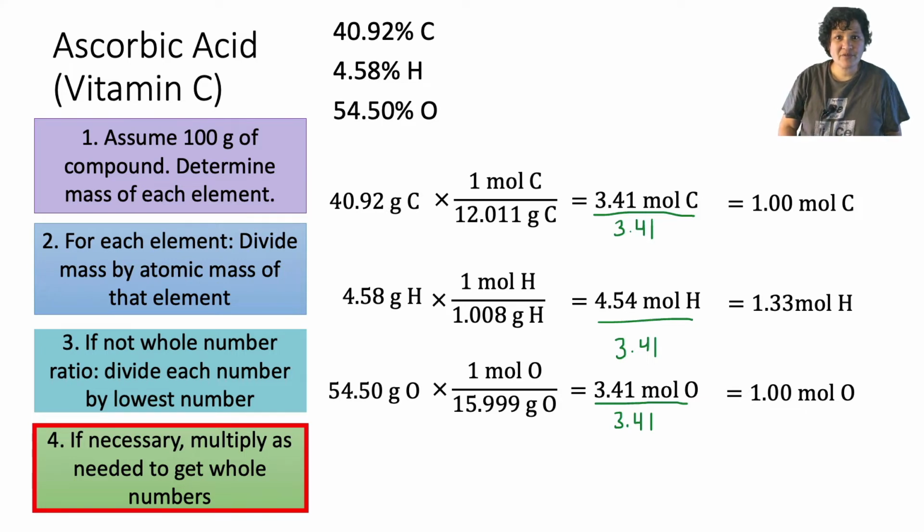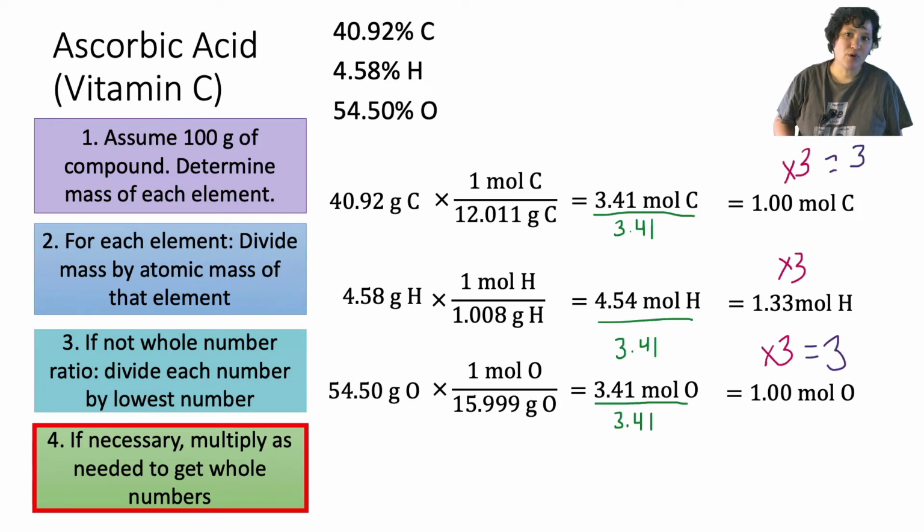Well, that 0.33 looks like 1/3 to me, so let's multiply everything by 3. That gives us 3 moles each of carbon and oxygen, and then 4 moles of hydrogen. So our empirical formula here will end up being C3H4O3.